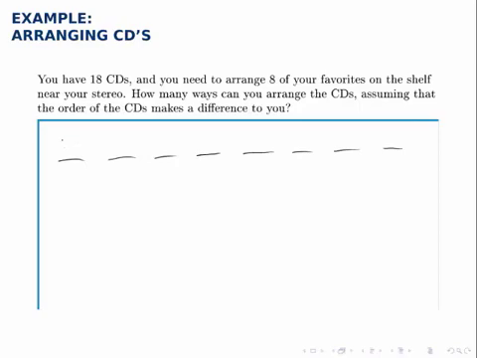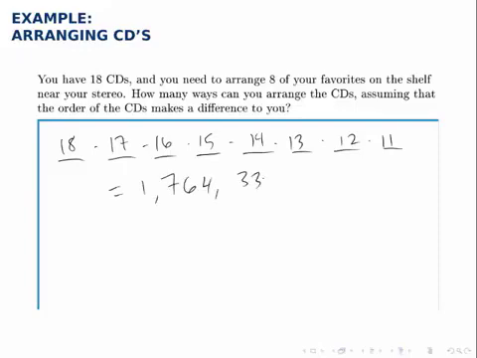The first slot, I can put any one of those 18 there. The second slot, I only have 17 left because one of them is in the first slot. And then I have 16 options for the next spot, 15 for the next, and then 14, 13, 12, and 11. And you can multiply all these numbers together to find out how many ways there are to arrange 8 of these 18 CDs in order. If you multiply these together, you'll get 1,764,332,560 possibilities.